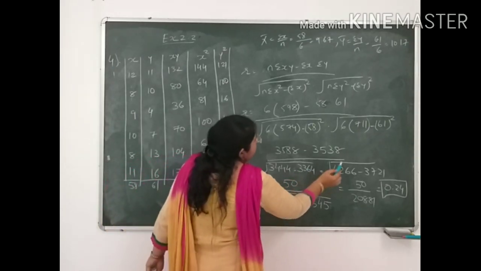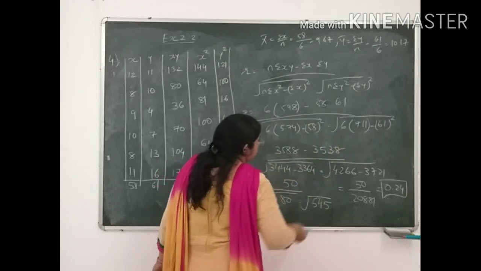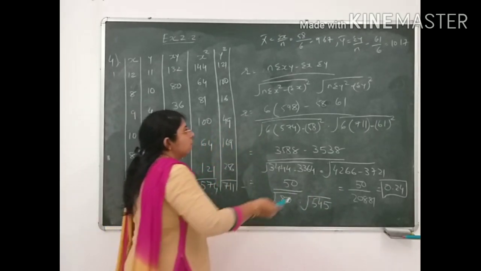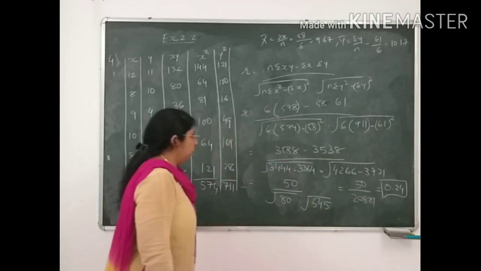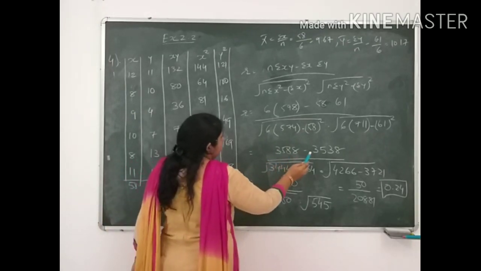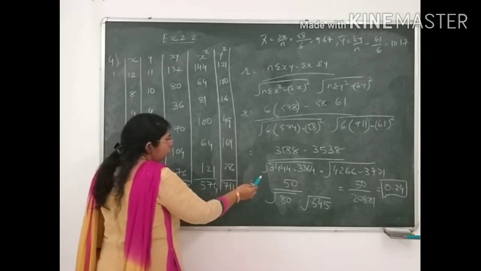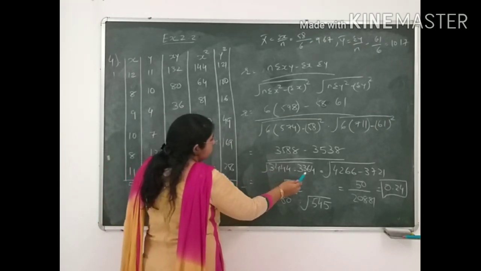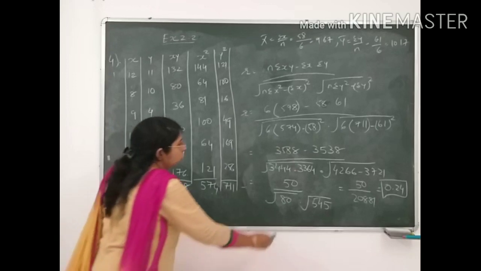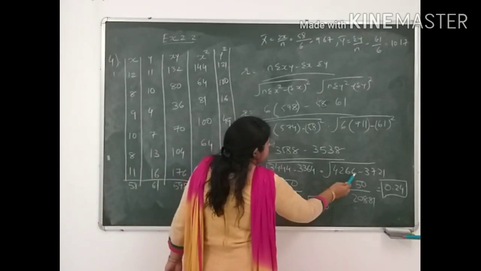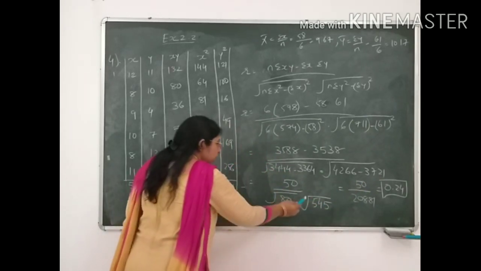3364 into under root of n sigma y square. So 6 into 711, it would come to 4266 minus 61 square, means 61 into 61, it would come to 3721. Now first of all the numerator: 3588 minus 3538, if you subtract you will get the answer, that is 50. Upon under root of 3444 minus 3364, if you subtract these two values you will get under root of 80, into under root of 4266 minus 3721 you will do. You will get the answer by subtraction, that is 545, but in under root.